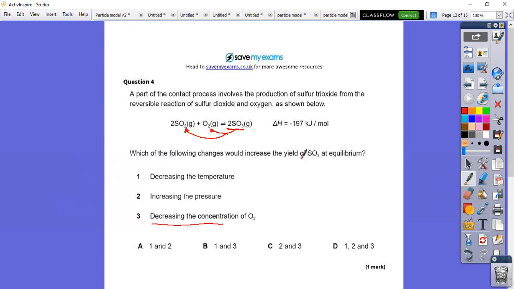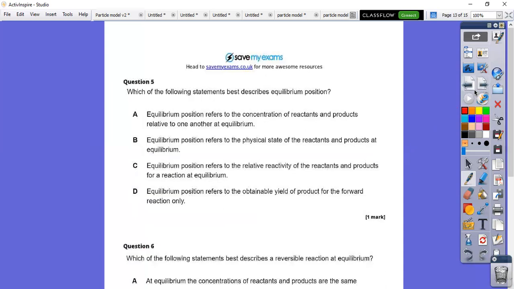We want to increase the SO3. If we decrease the concentration of that, this is going to break down. We're going to decrease. Yeah, that makes sense now? Good. Okay, question 5.